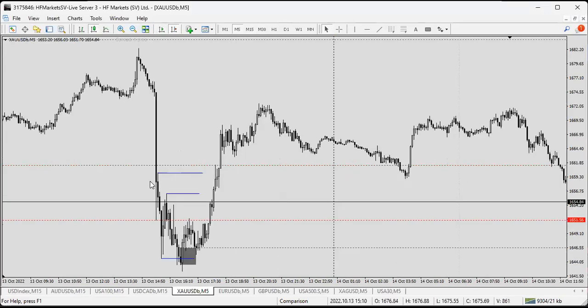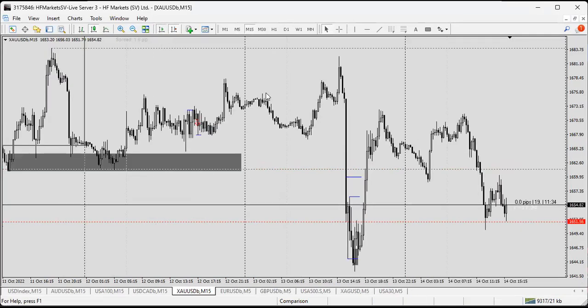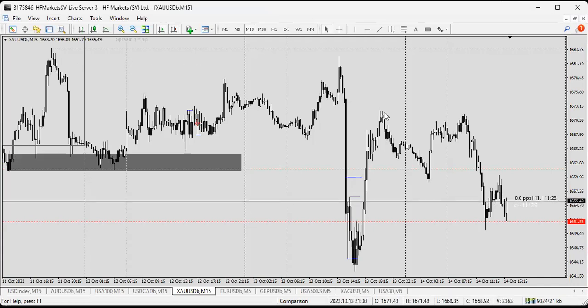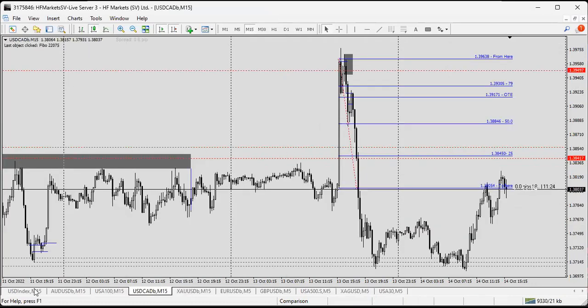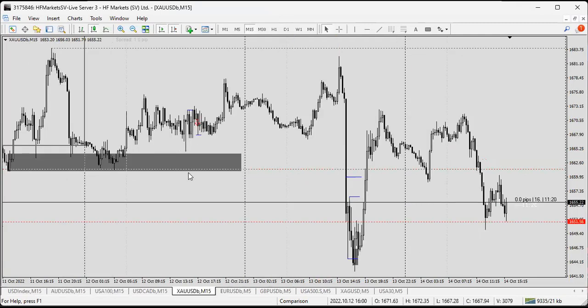So going back here, if I go M15, every pair we looked at had their liquidity taken, except gold. So gold moving today very fast should be very, very tradable. It's now just a matter of timing it.